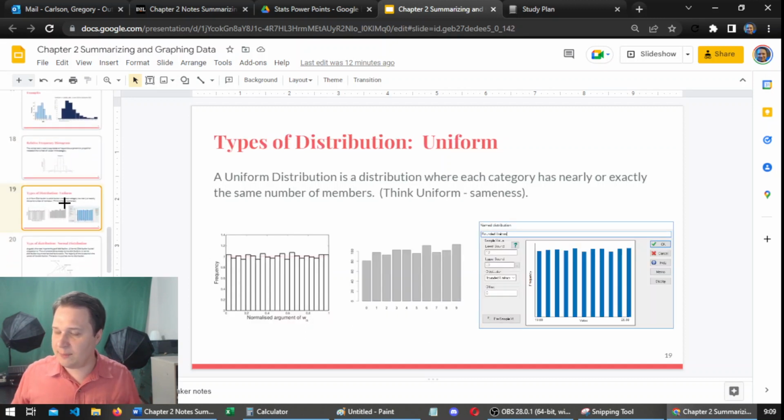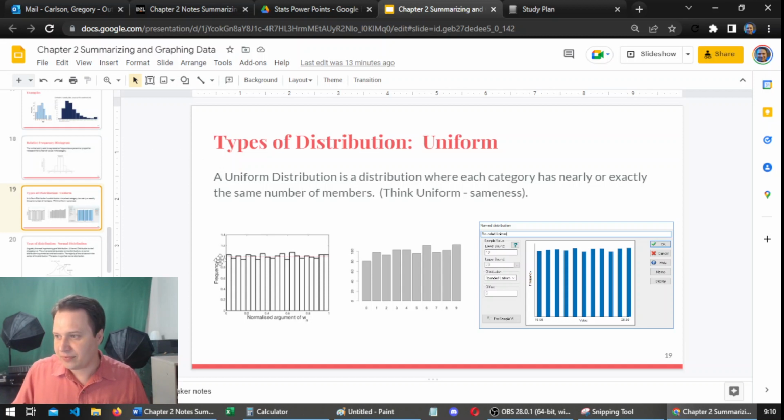The first type of distribution, besides a nice normal bell curve, is a uniform distribution. So think about what the word uniform means. Why does a company make its employees wear uniforms? The reason is because they want their employees to kind of look the same and represent the brand. So when you hear the word uniform, think sameness. Like the military, all the soldiers have uniforms, and so they all sort of look the same.